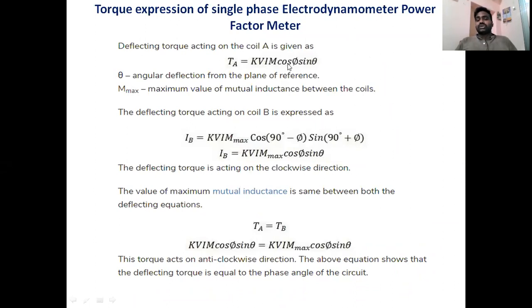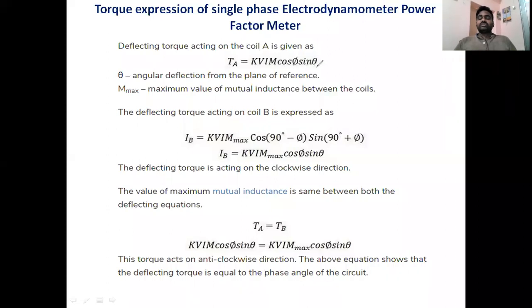What is the deflection torque created by coil A? T suffix A is equal to the spring constant K into voltage into current into M. M is nothing but the mutual inductance between two coils. And the deflection torque acted on coil B.